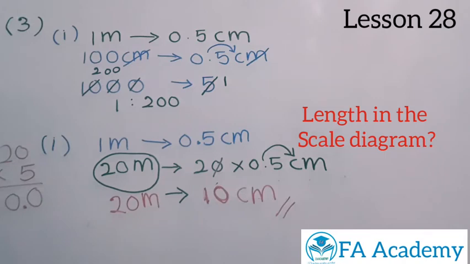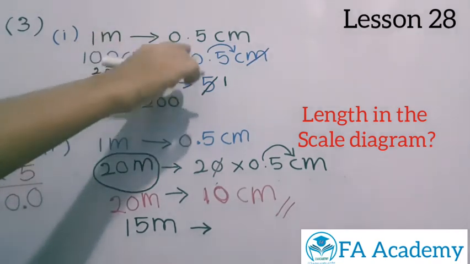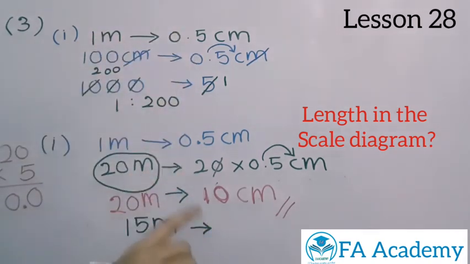After finding the length, now you have to find the breadth. So the breadth is 15 meters they have given. Okay, for that also the same. So 1 meter represents 0.5 centimeter, means for 15 meters, how much do you have to get to draw in your book.